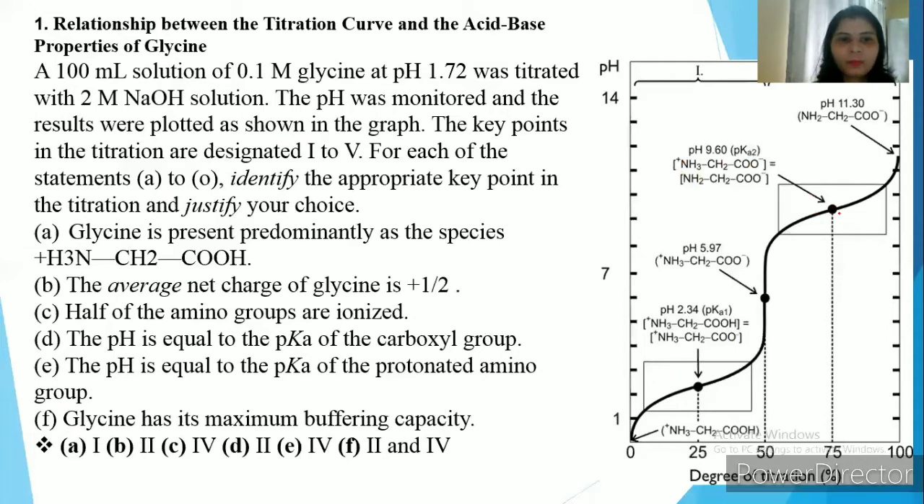Here, half of the amino group is ionized. So at the fourth point, the pH is equal to the pK of the protonated amino group. At the second point, the pH is equal to the pK of the carboxyl group. Glycine has its maximum buffering capacity at point second and point fourth. Why? Because at these 2 points, ionization states of glycine occur. So these 2 points have the maximum buffering capacity.